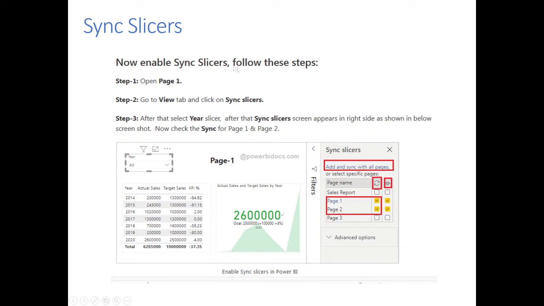Now enable sync slicers. Follow these steps. Open page 1, go to View, and click on Sync slicers. After that, select the year slicer. After that, the sync slicer screen appears on the right side as shown below. So this is the sync slicer. Now check the sync for page 1 and 2. So this is for sync. We have page 1 and 2. This one means that page 1 and 2 are visible.